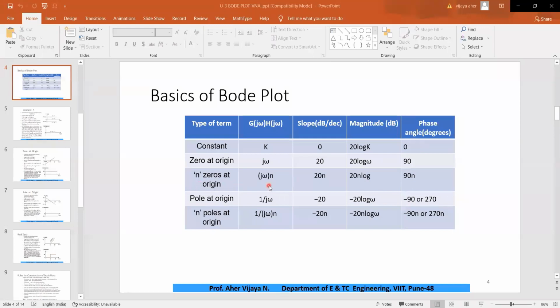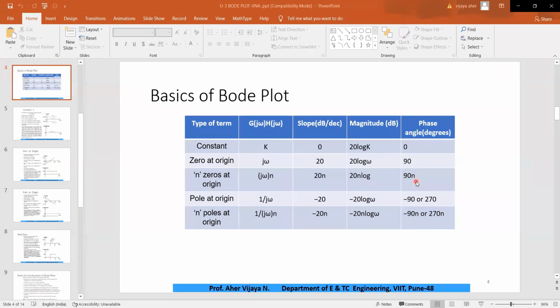Then n number of zeros at origin. You have to multiply with n, right? j omega into n. Then what is slope? Slope is again multiplied by n. So 20 into n number of zeros. Then magnitude you can calculate like this: 20 into n, you have to multiply by n only, log of omega to the base 10. Here, right? 20 into n log of omega to the base 10.